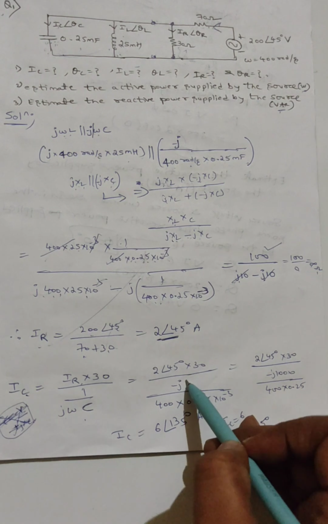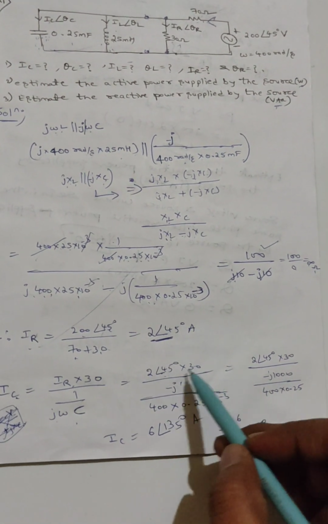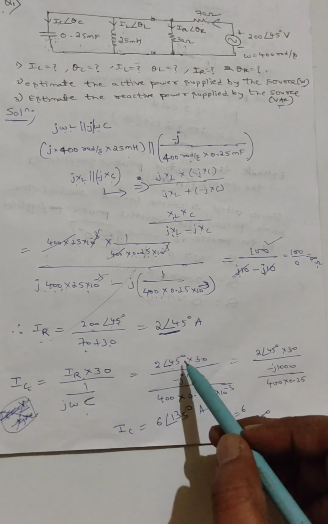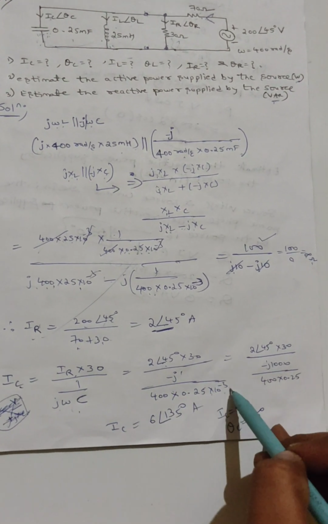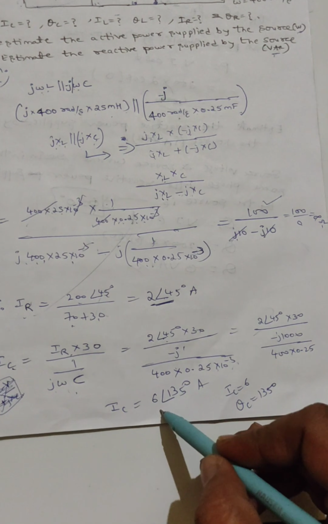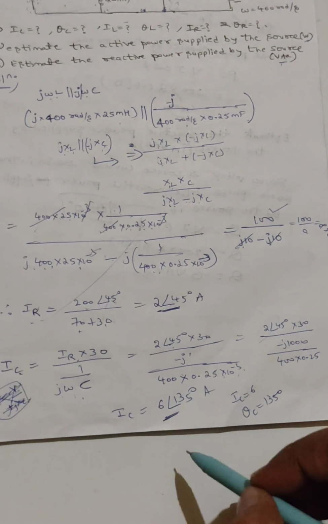1 by j is minus j. IR is 2 at an angle 45 into 30 divided by 1 by j, which is minus j, omega is 100 into 0.25 milli. By doing all this in a calculator, finally we got an answer: 6 at an angle 135 degree.